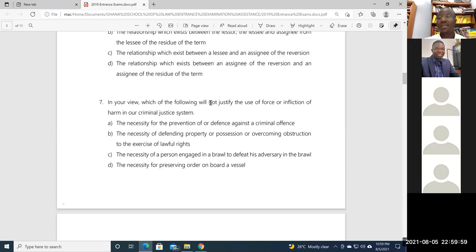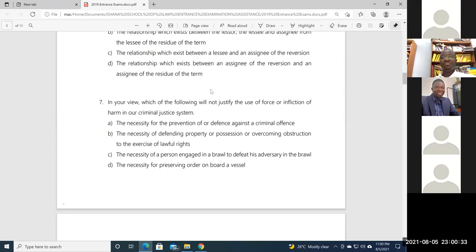But that is not what C is talking about. In any case, if you take A, it has already taken care of self-defense and all that, so that will not even come up again as far as C is concerned. Then D, necessity for preserving order on board the vessel. Yeah, so ensuring peace. Common sense tells us that that is something legitimate. So you could use elimination to arrive at C as the answer.